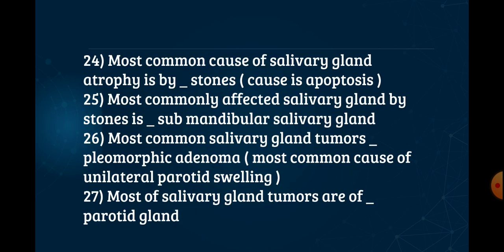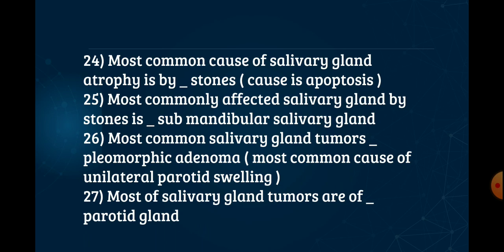And then now moving on to some glands. Most common cause of salivary gland atrophy is by stones. The mechanism involved is apoptosis, that is asked separately in an MCQ. And most commonly affected salivary gland by stone is submandibular salivary gland. That we have to keep in mind. Two MCQs related area, that most common cause of salivary gland atrophy is stone, and mostly the stone is seen in the submandibular salivary gland.